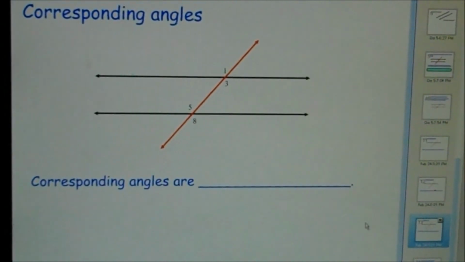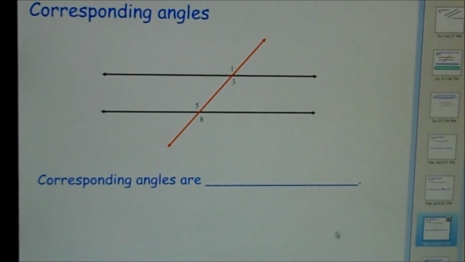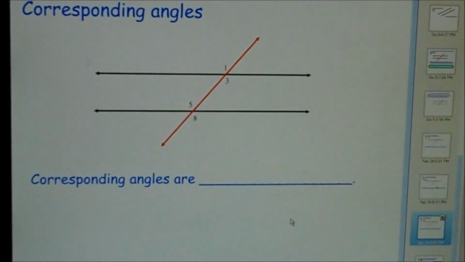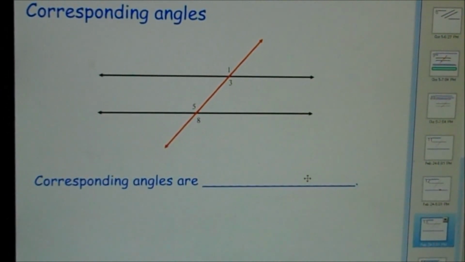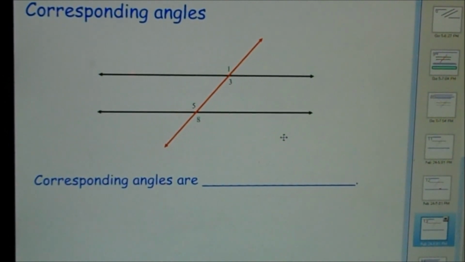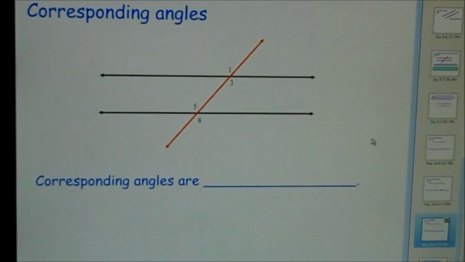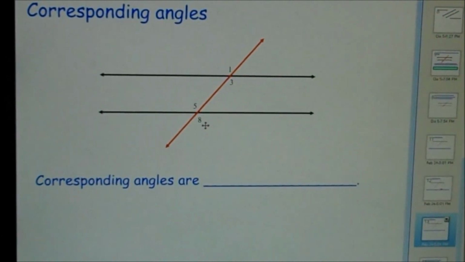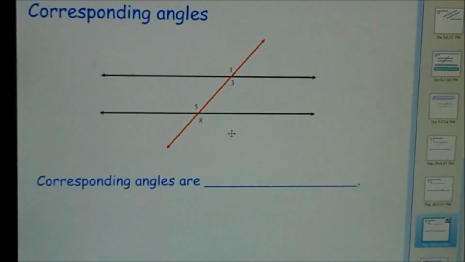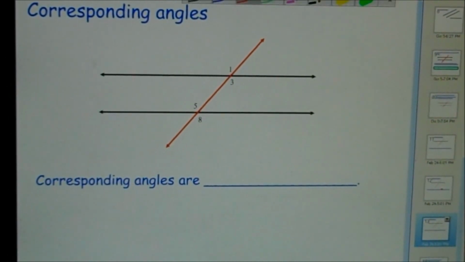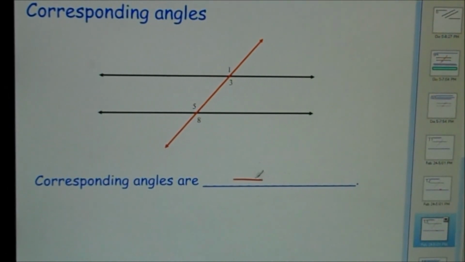Okay, last one, corresponding angles. Corresponding angles are angles that are on the same side of a transversal. One's inside the peanut butter and jelly sandwich and the other one's on the outside of the peanut butter and jelly sandwich. So angle 5 and angle 1 are corresponding angles. Angle 3 and angle 8 are corresponding angles. Corresponding angles are also congruent. Put our congruent symbol in here.